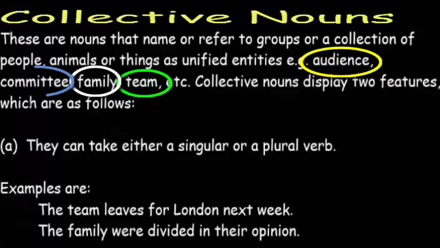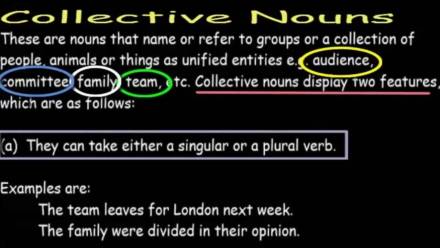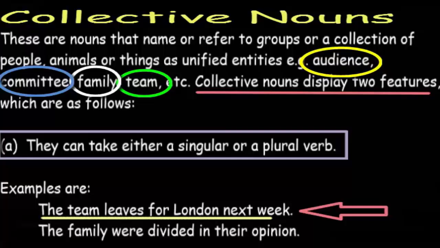We have committee. We have a committee made up of friends. There, when we use committee, we use it as a collective noun, an entity, one. Collective nouns display two features, which are as follows. One, they can take either a singular or a plural verb. If I say, the team leaves for London next week.